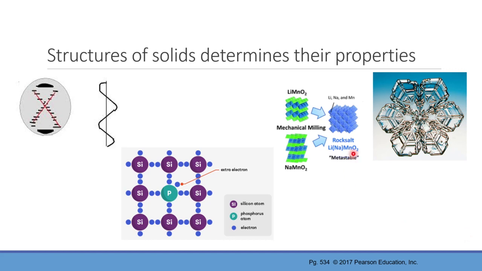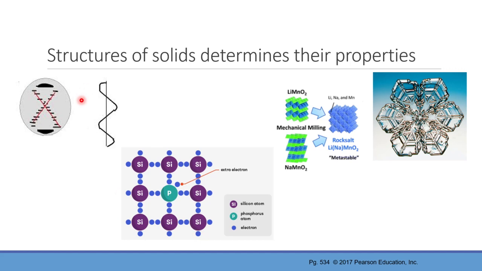For example, we can use mechanical milling to access sodium, lithium, and magnesium. That makes this metastable rock salt, which is then used in manufacturing. Wafers and wafer technology relies on understanding how silicon atoms can be used to form a semiconductor.